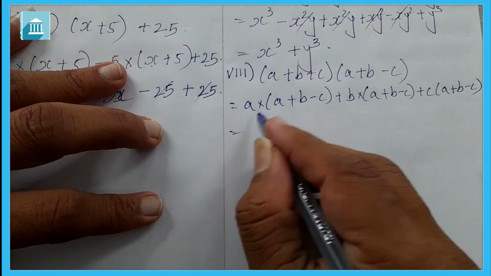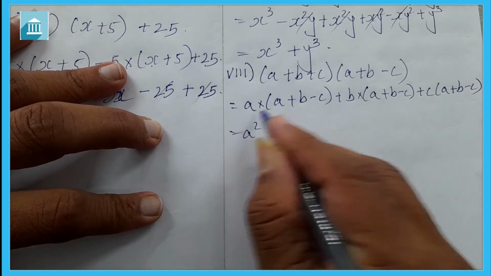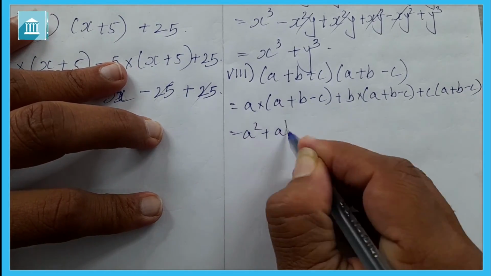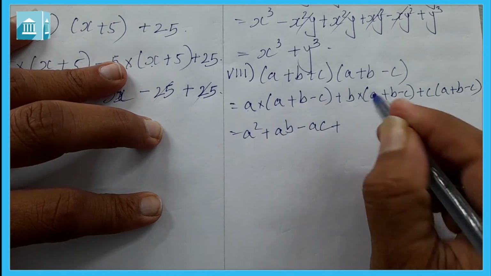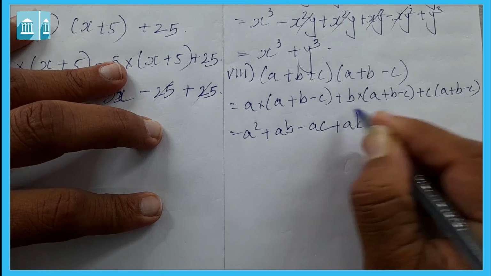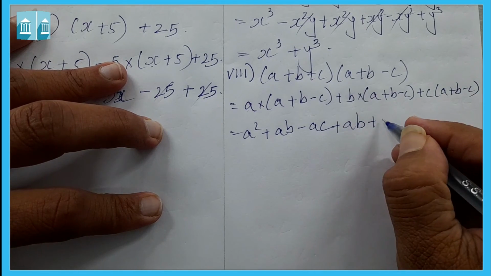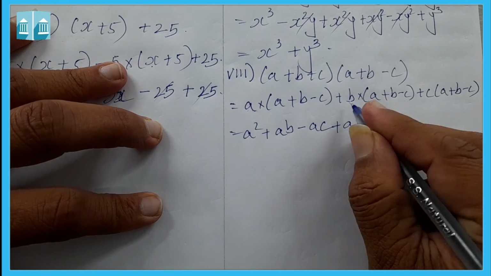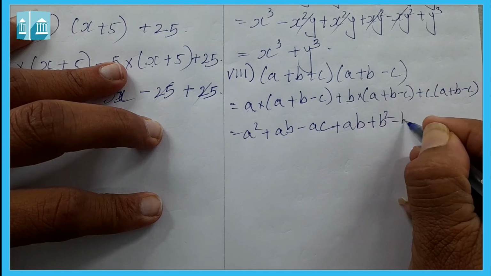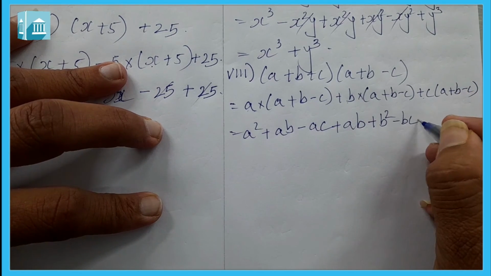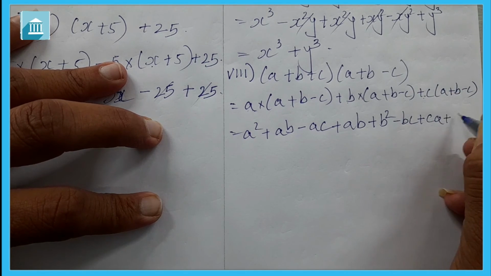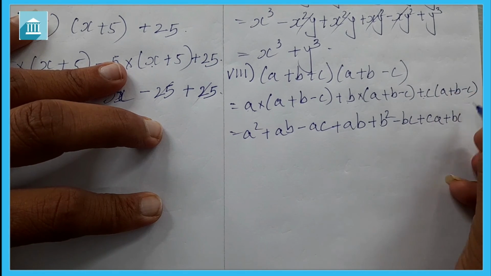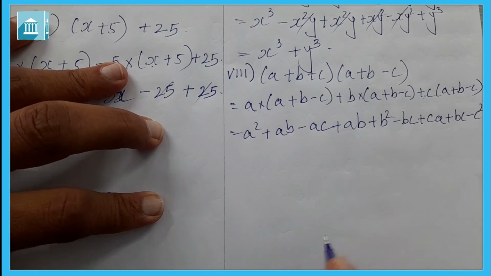Now this will become a into a, a square, a into b, plus ab, minus ac, plus ab, plus b into b, that is b square, b into c, minus bc, again plus c into a, that is ca, plus c into b, that is bc, minus c square.